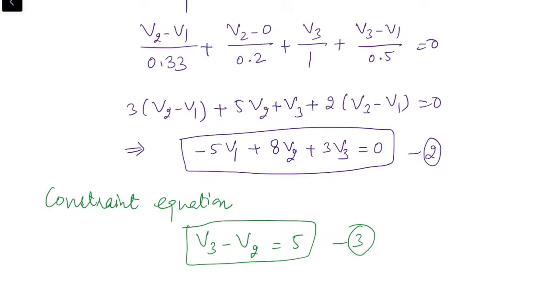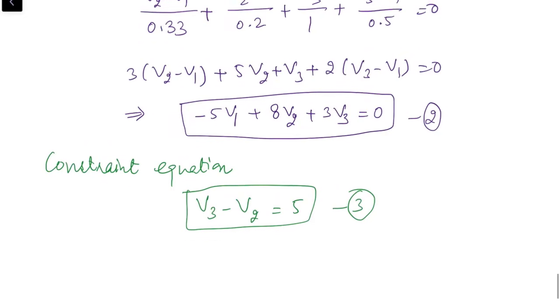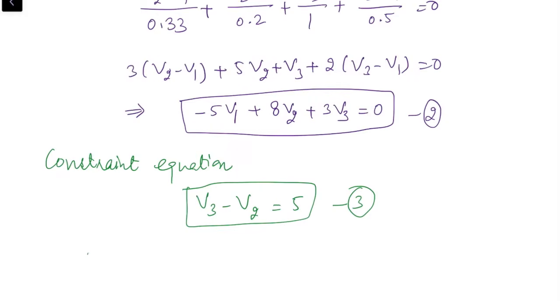So the question was to find out the 3 different voltages. When we solve these 3 equations simultaneously, V1 comes out to be 2.633 volts, V2 is minus 0.167 volts, and V3 is 4.833 volts.